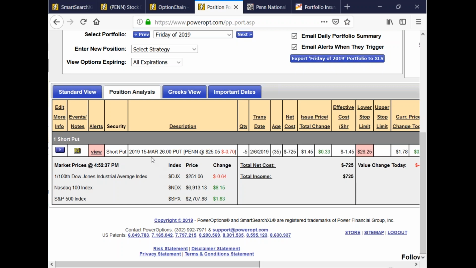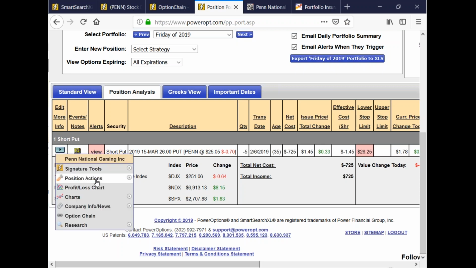Well, to avoid assignment, and this is March, so I may not be so worried about early assignment, but if it was the February series, I might be a little bit more concerned. Well, the first thing I'd be tempted to do is roll the put down. Okay? Now, and just say, okay, so it's at 25 now, let me just roll down to the 24. But now which expiration and which one makes sense?